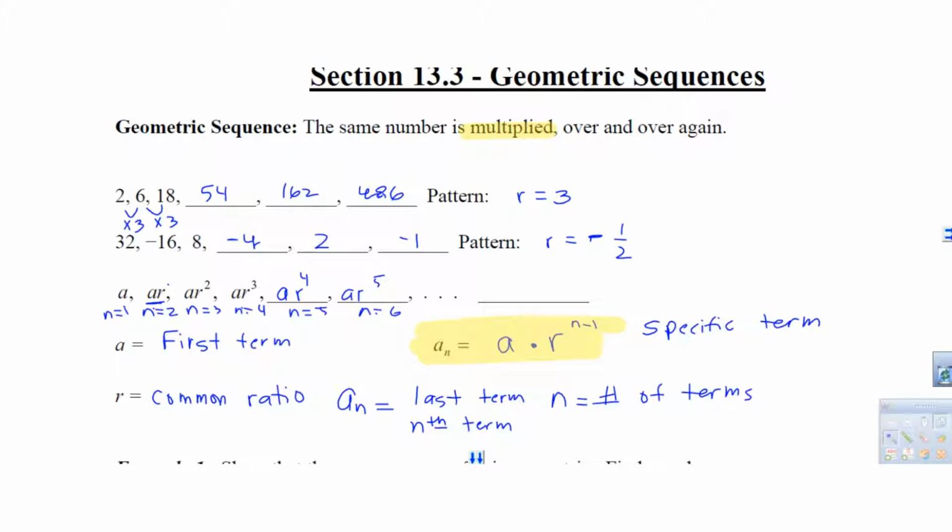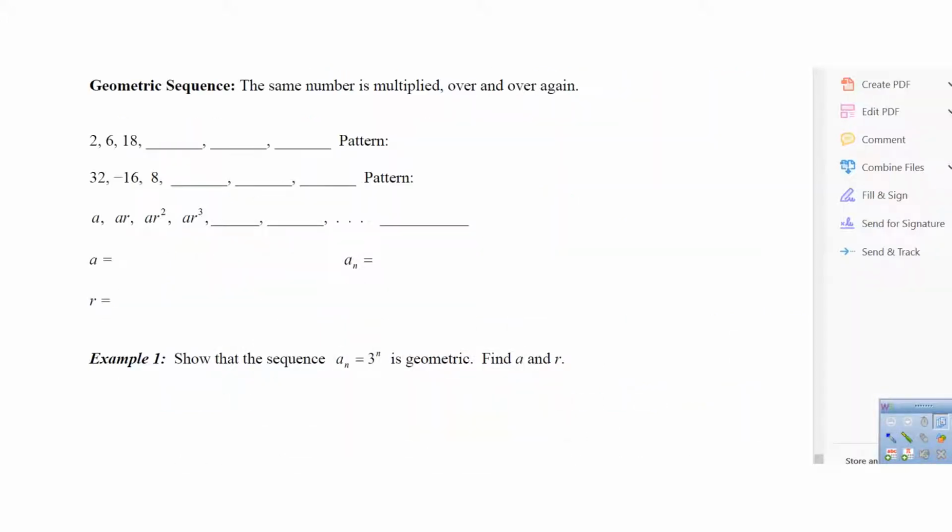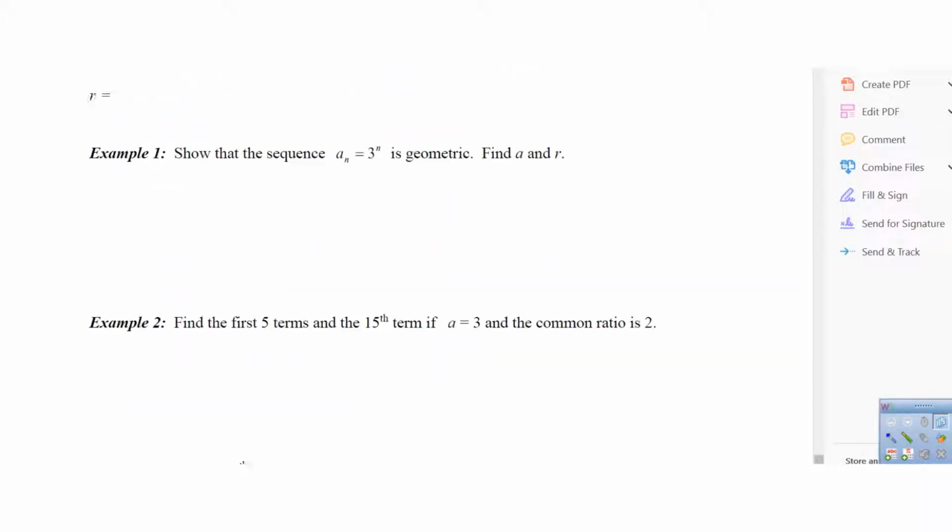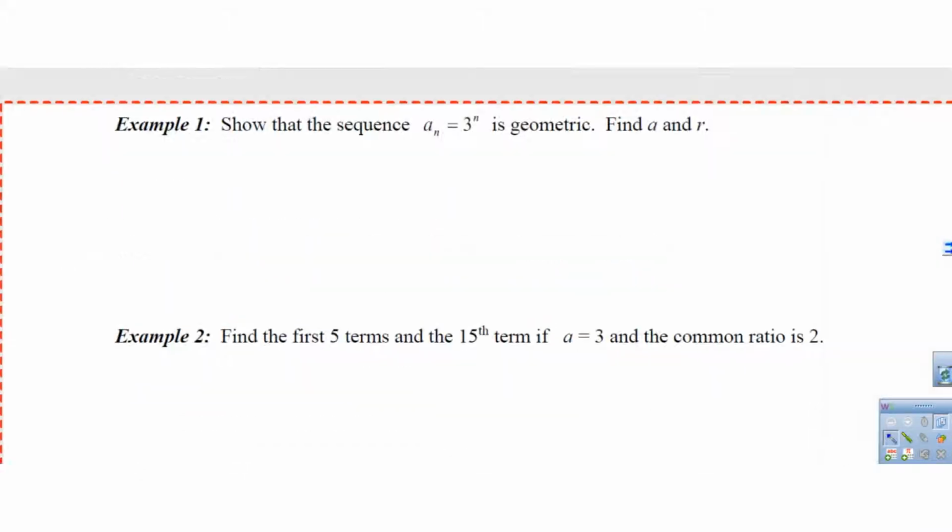I'm going to answer your question in a second. Okay, let's keep going. Show that this is geometric, find A and find R. If you have a question that says show that it's geometric, don't show. I'm not doing that anymore. Let's just say the sequence is geometric. Find A and find R.